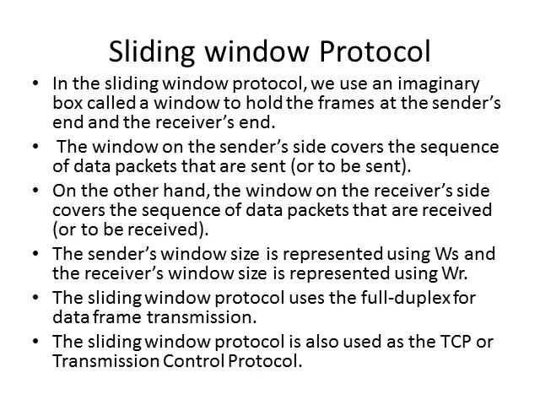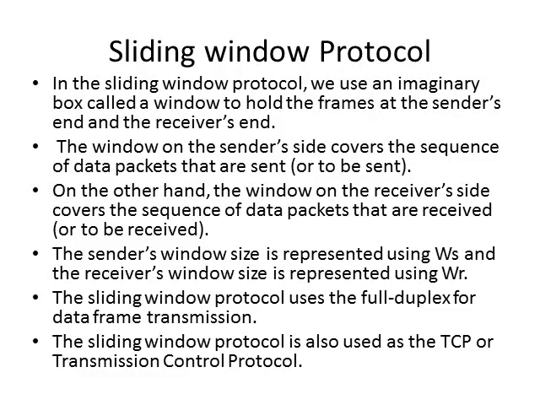In this sliding window protocol, we use an imaginary box called a window to hold the frames at the sender's end and the receiver's end. The window on the sender's side covers the sequence of packets that are sent. On the other hand, the window on the receiver's side covers the sequence of packets that are to be received. The sender's window size is represented using WS and the receiver's window size is represented using WR.